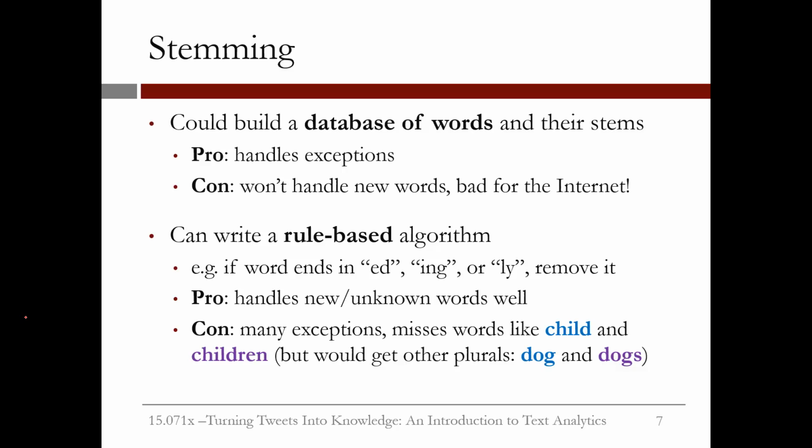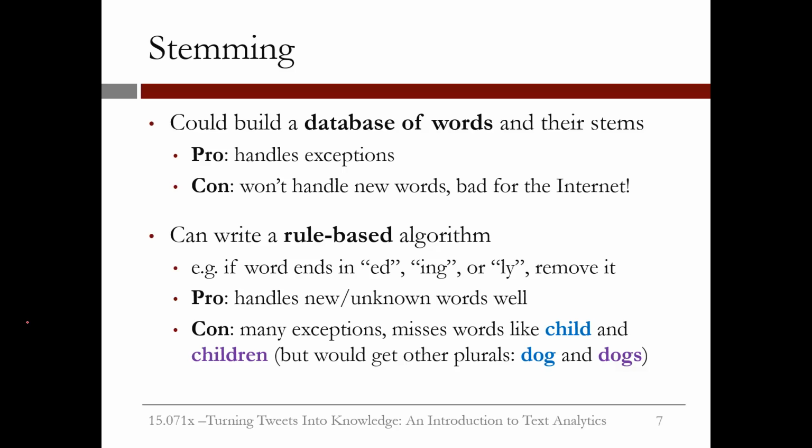One approach is to build a database of words and their stems. A pro is that this approach handles exceptions very nicely, since we have defined all of the stems. However, it won't handle new words at all, since they are not in the database. This is especially bad for problems where we're using data from the internet, since we have no idea what words will be used. A different approach is to write a rule-based algorithm.